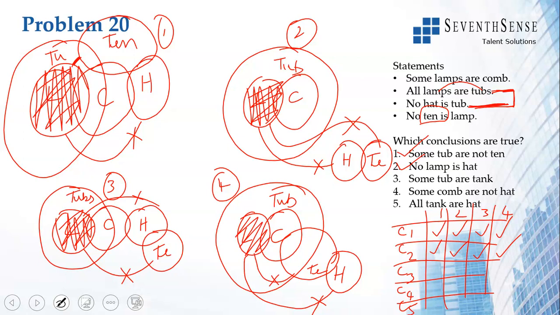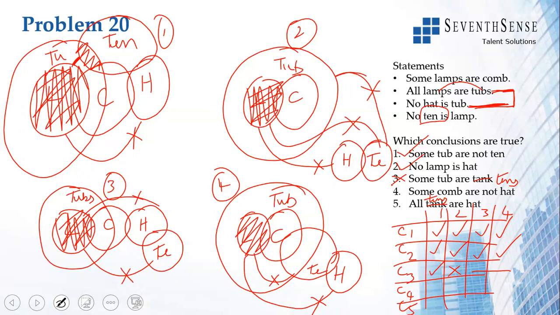Some tubs are tens. Okay, so this should have been tens. These two should have been tens. So some tubs are tens, which is true in this diagram. But in the second drawing, none of the tubs are tens. So this conclusion is false in my second drawing itself. So I can't say that some tubs are tens. So this conclusion is false.